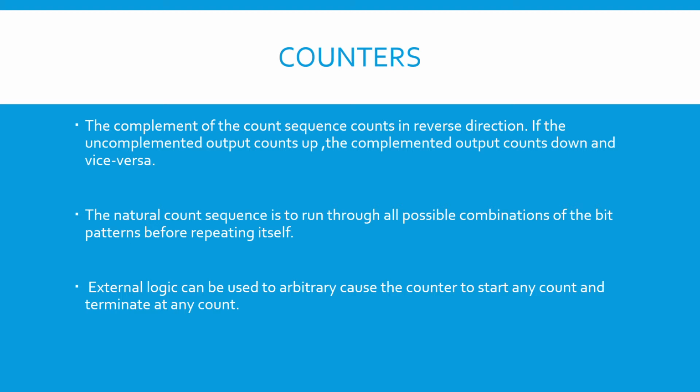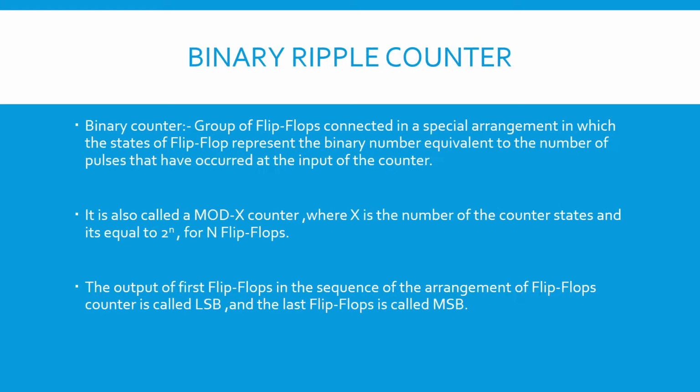So external logic can be used to arbitrarily cause the counter to start at any count and terminate at any count, which means external logic circuit diagrams can be inserted between flip flops, which can make the counter start at any particular value or terminate at any particular value. For example, if we want to design a counter which starts its count from 2 and ends at value 7, we have to insert a logic circuit between flip flops so that it can perform this type of counting.